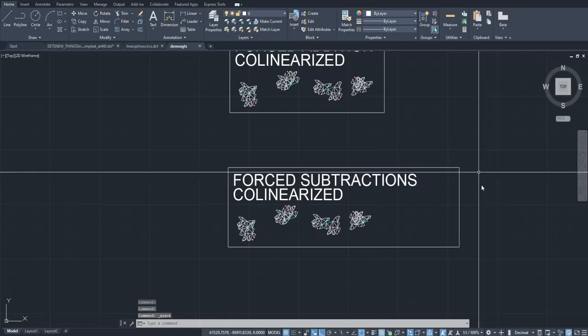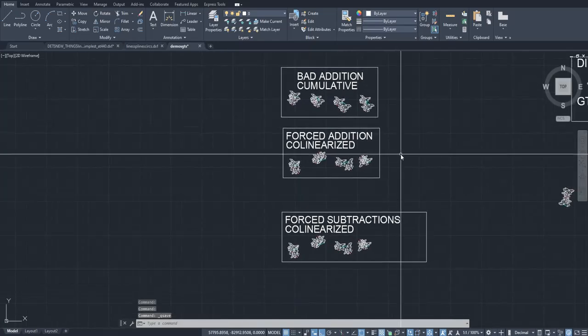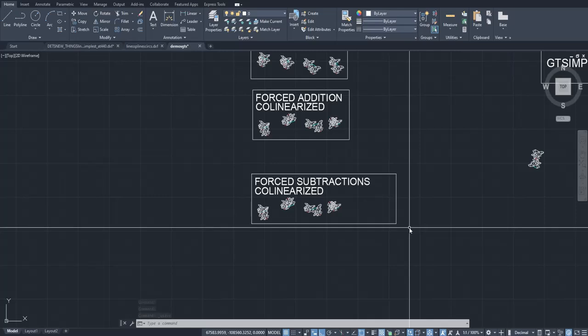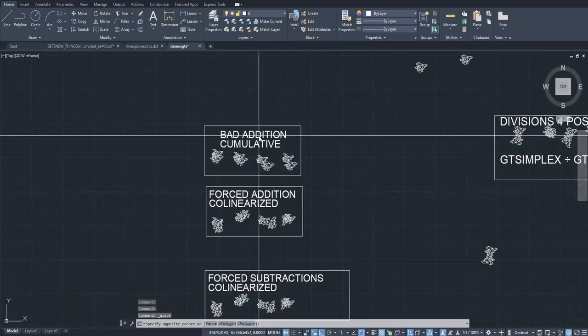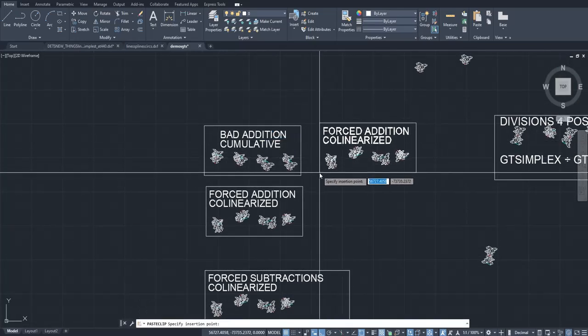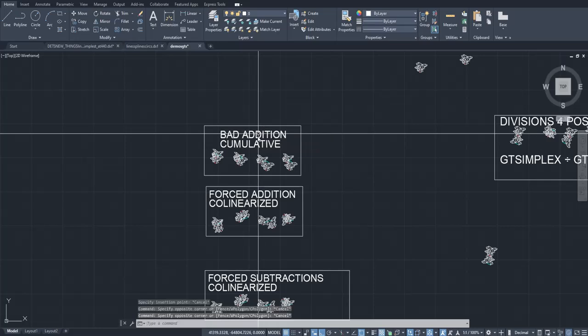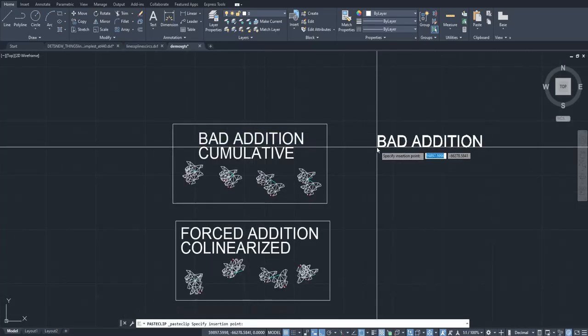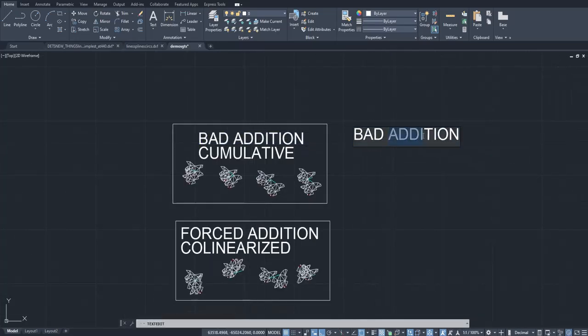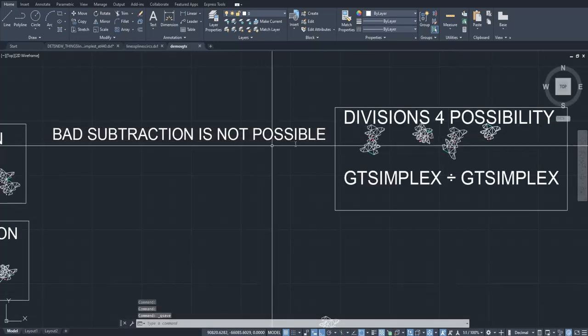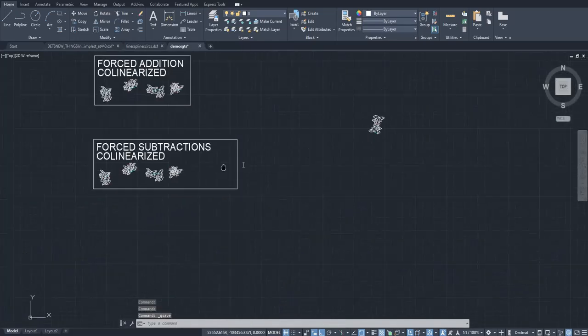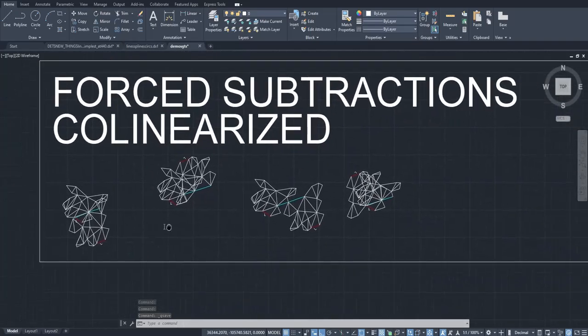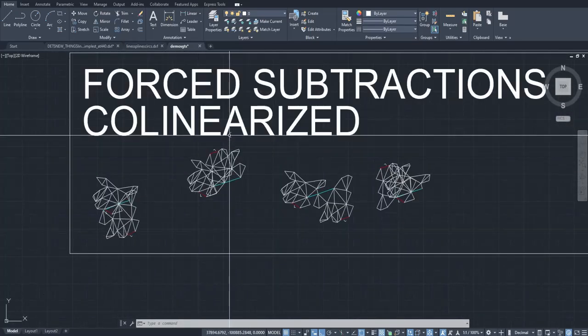And naturally, bad subtraction is not possible, because without the overlapping we cannot do the subtraction. Actually, bad subtraction is an odd concept, because bad subtraction is almost impossible, because non-collinear objects are not subtractable. Forced subtraction with the collinearized output line segments.